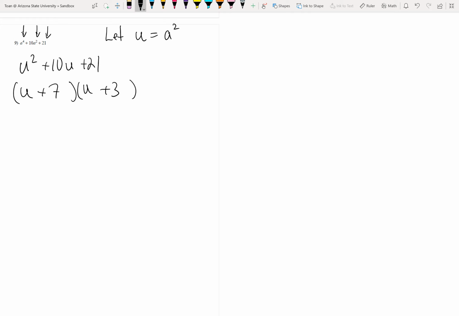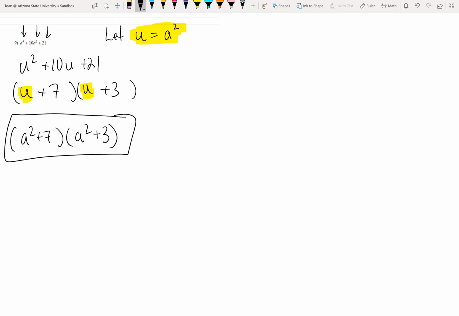Now, the original problem wasn't in terms of u, it was in terms of a. So make sure if you use variable substitution, once you get your final factor form, to resubstitute the original variable in. So wherever you see a u, change it to an a squared. This is the factored form of the original problem.